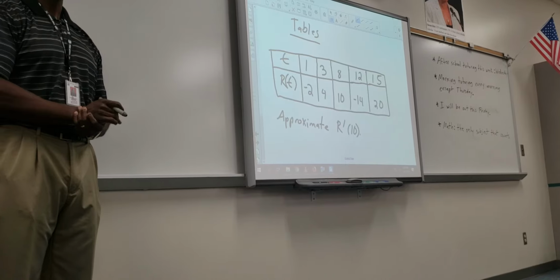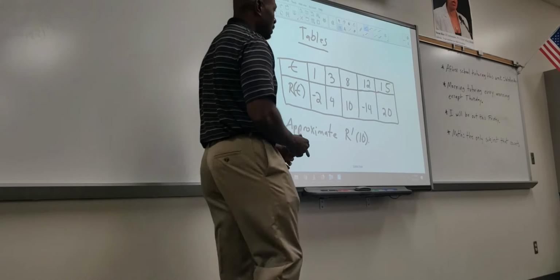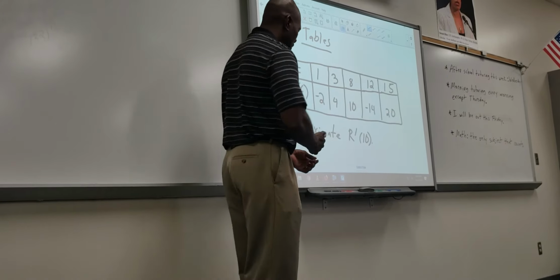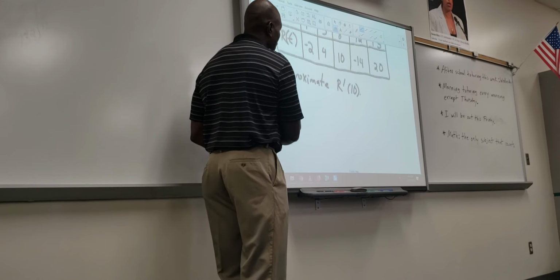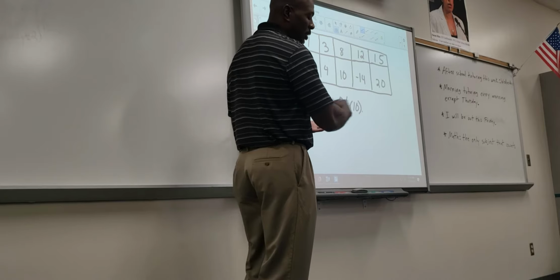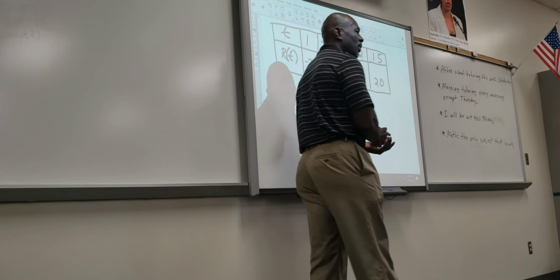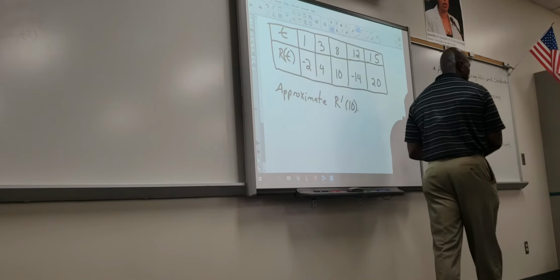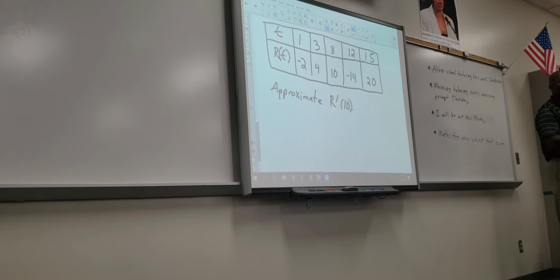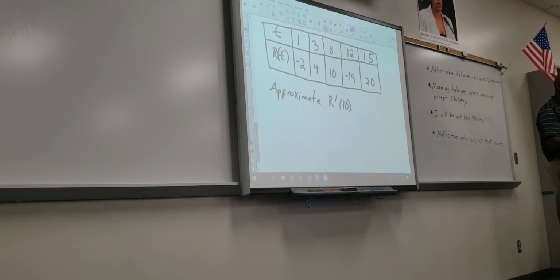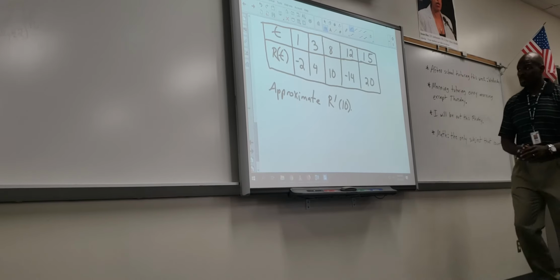Someone said it. Slope, correct? So we're going to find slope, right? Everybody knows how to find slope. Now, what two t values, because to find slope is like x2 and x1 and y2 and y1, right? What two t values do you think would be best to use to find the slope at 10? 8 and 12, correct? And that's it.